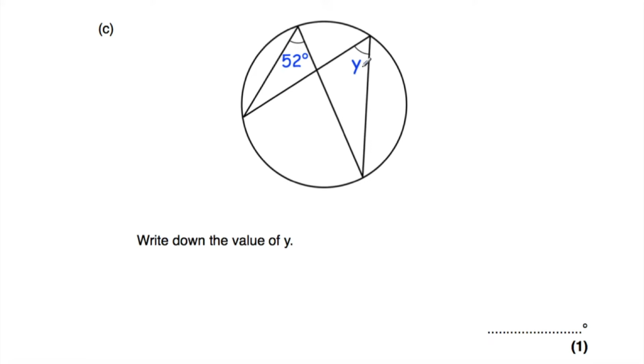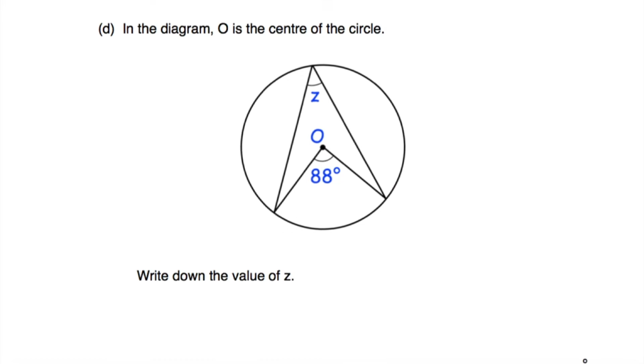Okay, let's have a look at our next part, part C. We've been asked to find the size of angle Y here. Well, as you can see, we've got 2 points here and here, and then we've got 2 lines going up and meeting here. And then if we go back to those points, we've got 2 lines that go up and meet another point here. That means that these two angles are the same size. So it means that Y is 52 degrees.